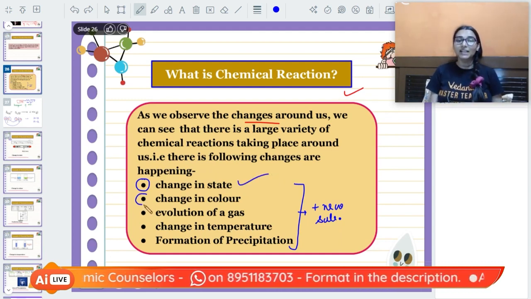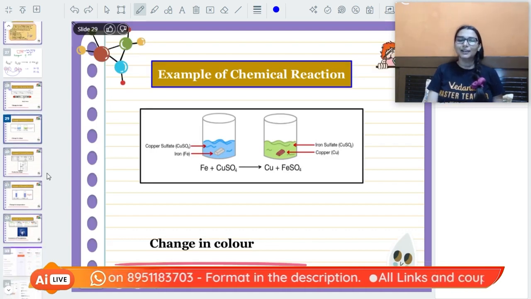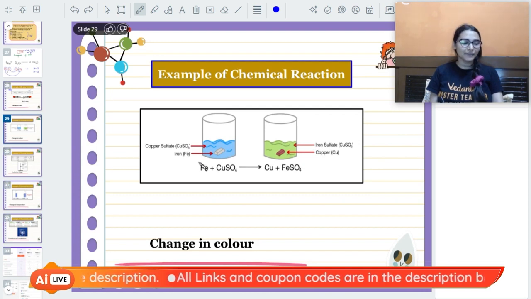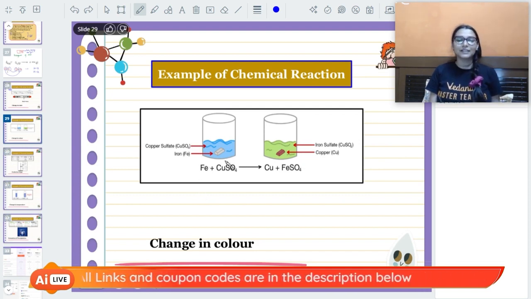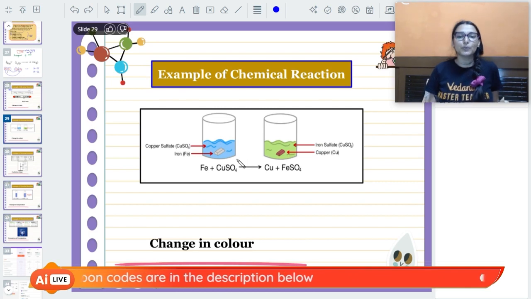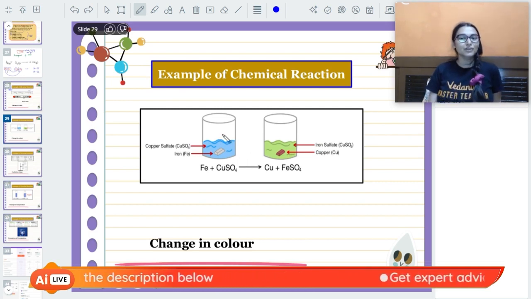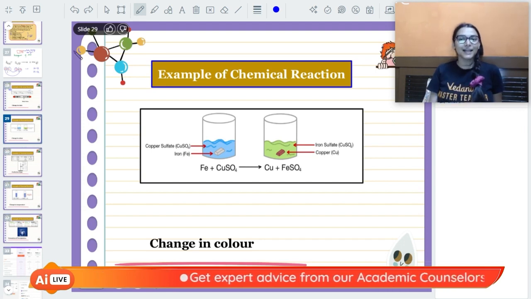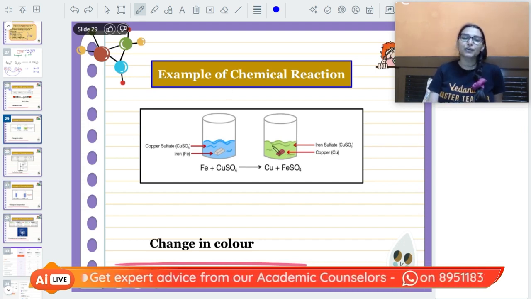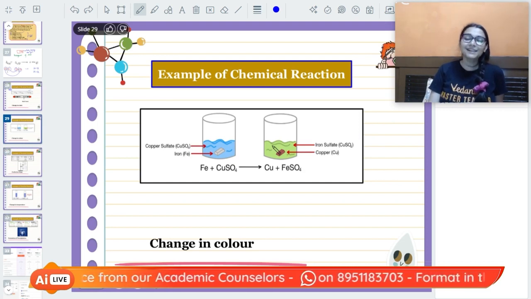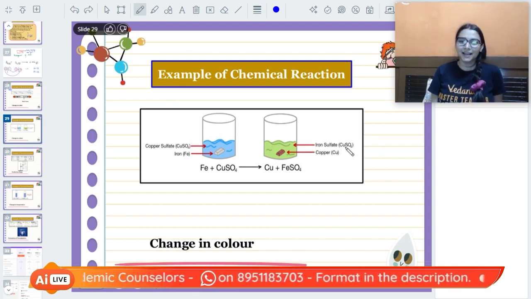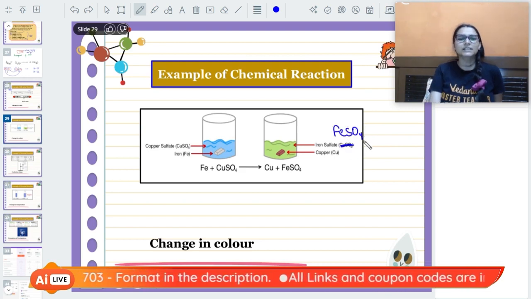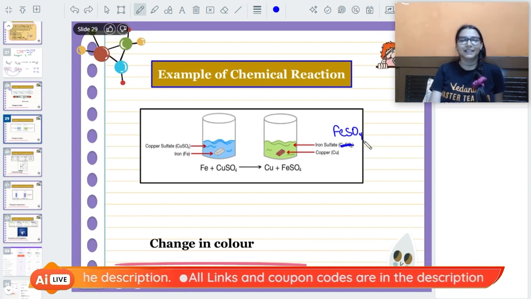There can be a color change also. ठीक है, कलर चेंज हो सकता है. For example, if you see in this case, if we are having iron, okay, and if we dip this iron nail into copper sulfate solution, blue color copper sulfate solution, then what will happen? After some time you will see the color of solution turns green, pale green, and this will be iron sulfate here, and there would be a brown color ka deposition on the iron nail.